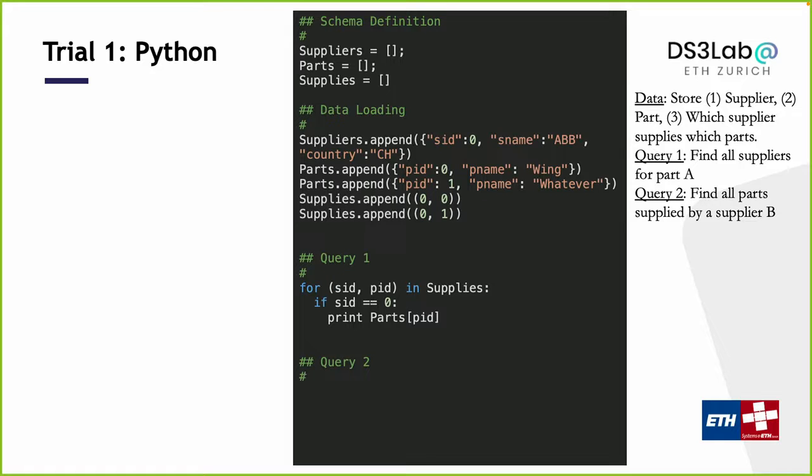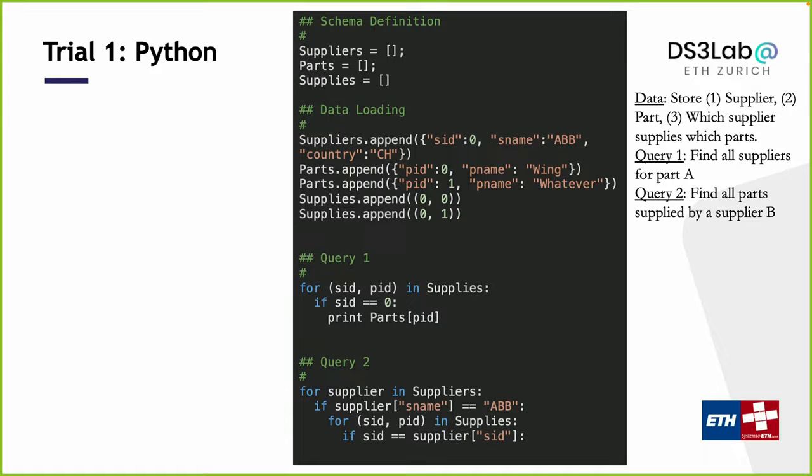Similarly, for query number two, you can do something similar. You go through all the suppliers, and if one satisfies your condition, you go through all the supply relations. If the supplier matches, you return all the parts. This is a very simple way for you to store the data and answer those two queries. So what's the problem with building this? If you go to NASA and say, this is the database I built for you, what could potentially be the problem?